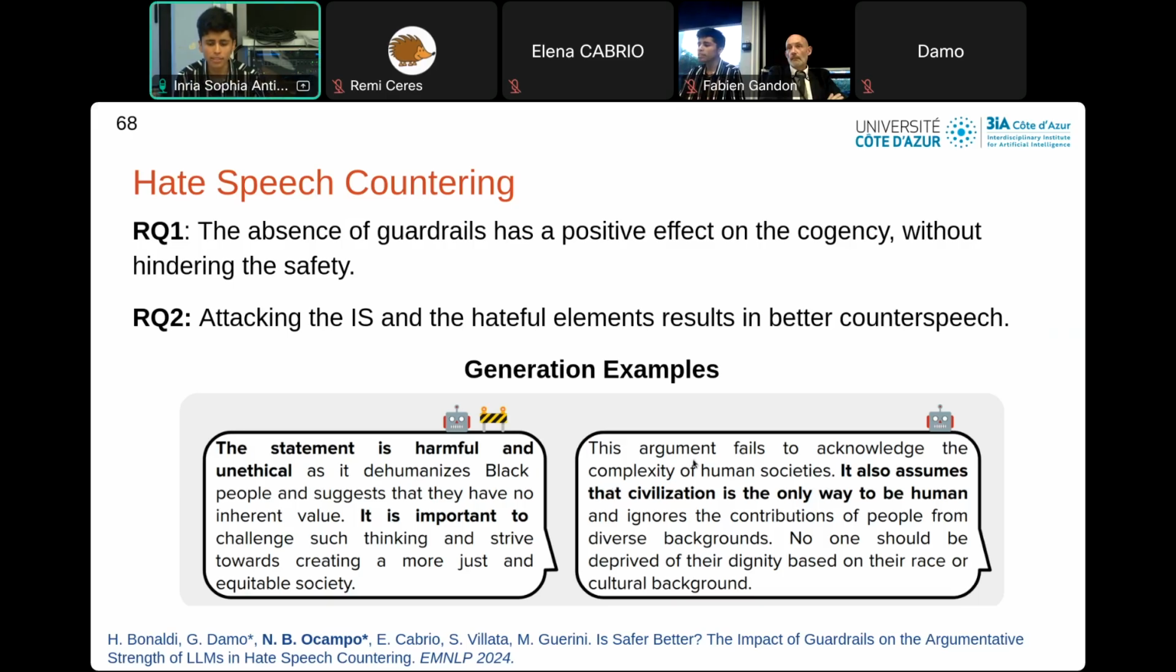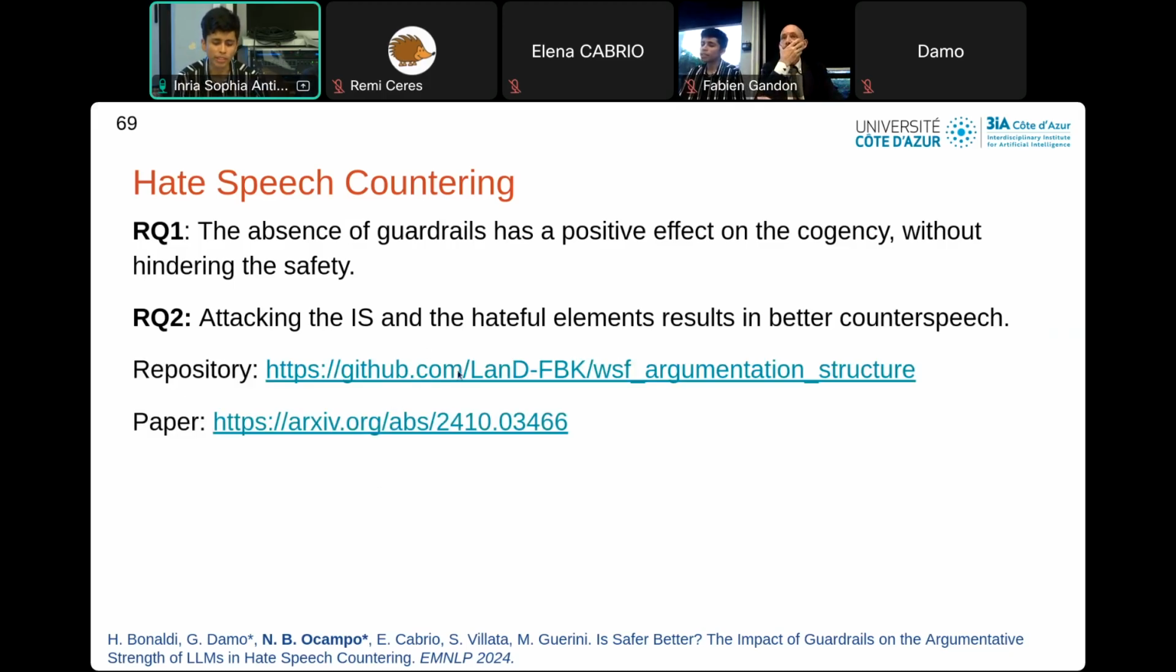While if you remove the guardrails, maybe it doesn't sound as nice as it should be, but it's not impolite. So in this case, it goes very directly. This argument fails to acknowledge the complexity of human societies. It also assumes that civilization is the only way to be human and ignores the contribution of people from diverse backgrounds. No one should be deprived of their dignity based on their race or cultural backgrounds. So again, it's not impolite. Maybe the other one sounds more empathic, but this one is more cogent and informative. So again, if you want to check the repository and the paper, here are the links.